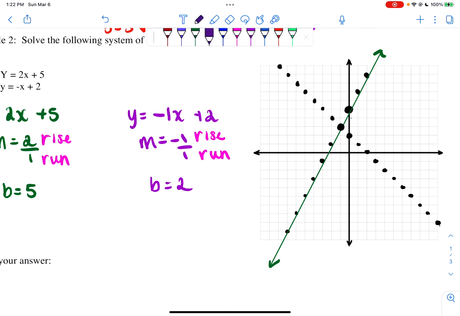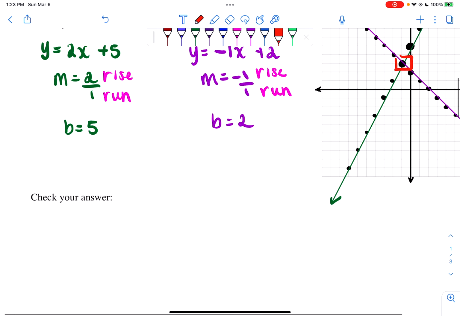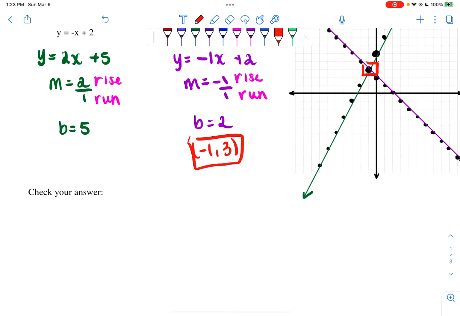And then I draw a line going through my points. So this is my final answer: negative 1, 3. That is the solution to the system.